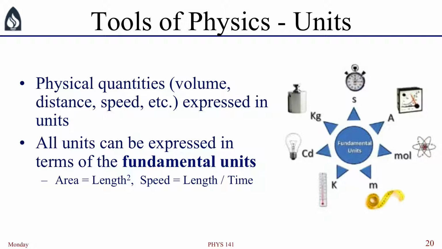Now, all units can be expressed in terms of fundamental units, and these are things like length, time, Kelvin temperatures, moles, and meters. And so, for example, an area is a length squared, or a square meter in the SI system, and speed would be length divided by time. Think meters per second or miles per hour.